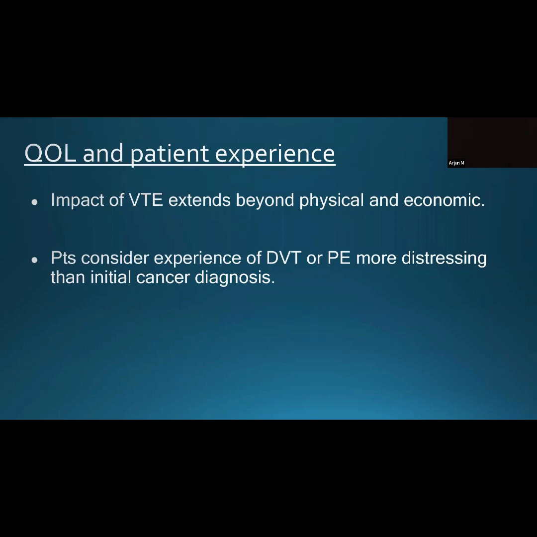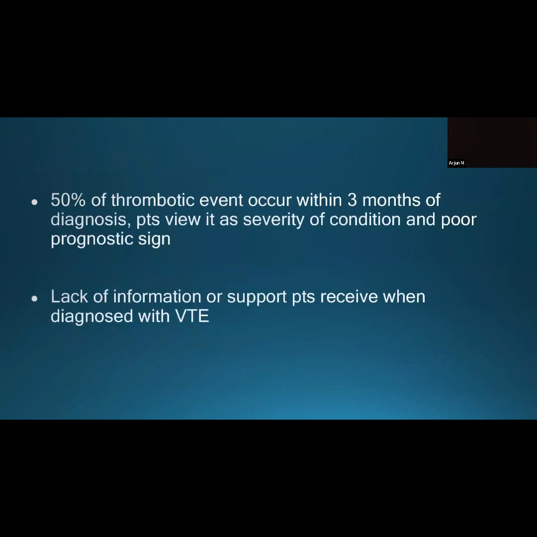There are multiple factors for this. One can be the physical symptoms that they experience with the DVT or pulmonary embolism, like breathlessness, pain, edema. This is causing a significant stress for the patient and caregiver. The other factor is that 50% of these thrombotic events usually occur within the initial 3 months of the diagnosis. The patients are already coping with the diagnosis of cancer, so they find it extremely distressing, and they view this thrombotic event as a severity of the condition as well as a poor prognostic sign.